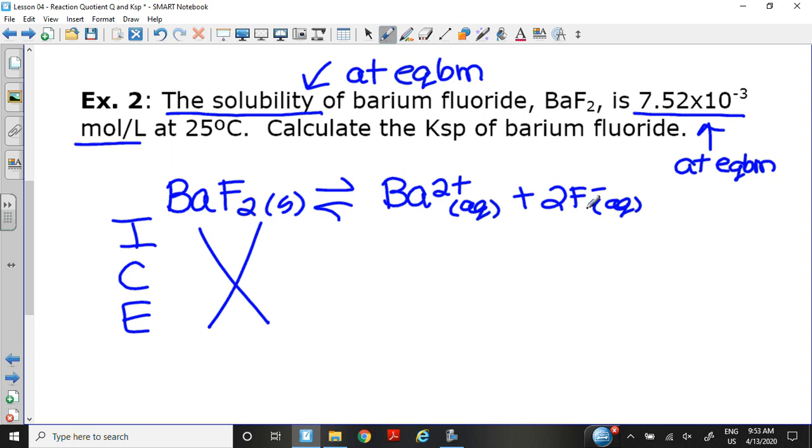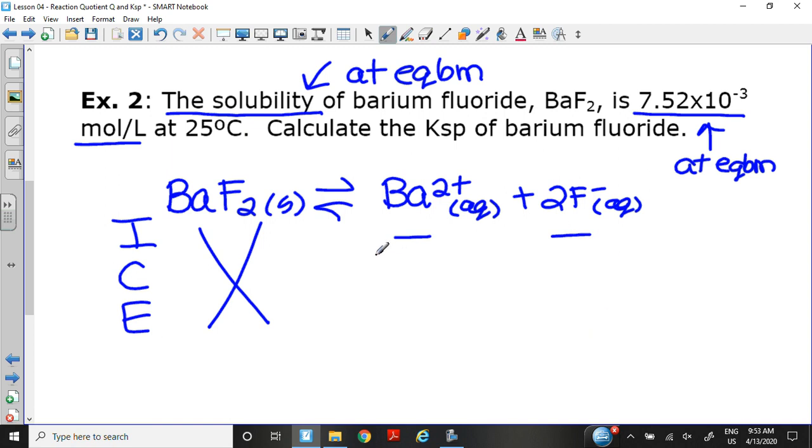Next, when we go and fill in information for our 2 ions, we're going to fill it the same way as we did with other problems. So initially, we're going to assume there's no barium or fluoride ion present. Absolutely none. So if it's dissolved in water, there's none or 0. So I'm just going to cross it out.